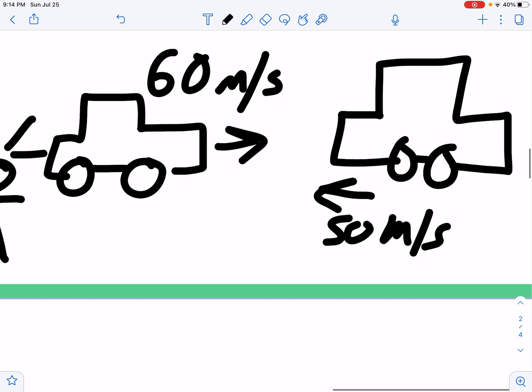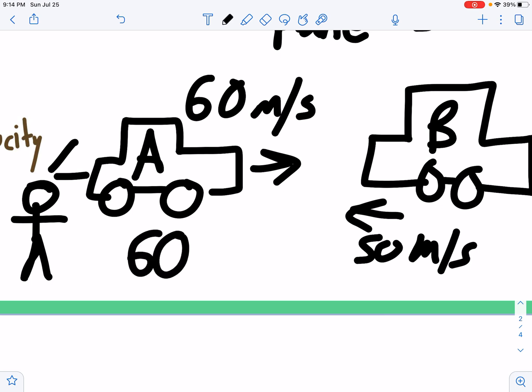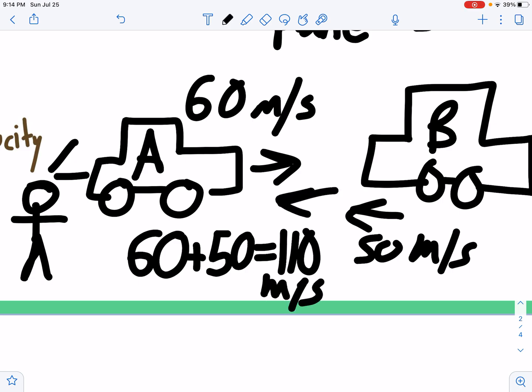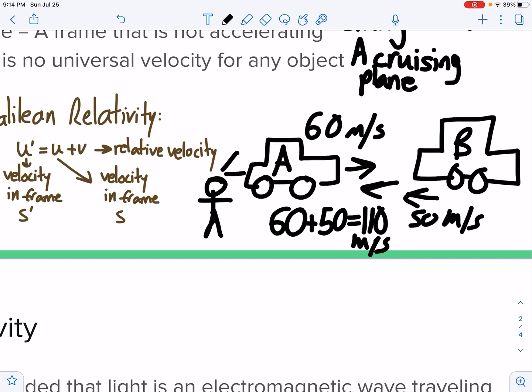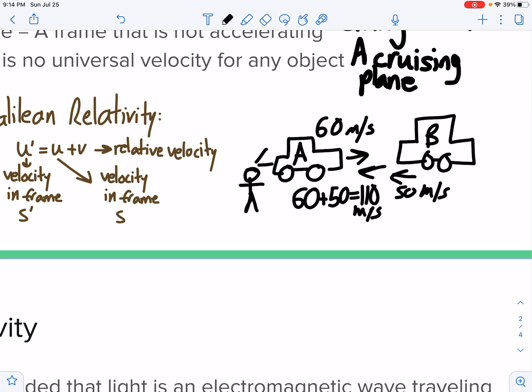But when you take it from car A's point of view, we see that the velocity of car B is not 50 meters per second in that direction. It's actually 60 plus 50 equals 110 meters per second in this direction. So basically what this means is that there is no universal velocity for each object. The velocity that you perceive is dependent on your frame of reference. For example, just because the stationary observer sees car A's velocity as 60 meters per second and car B's velocity as 50 meters per second doesn't mean that that is the universal velocity. In fact, there is no universal velocity, since from car A's frame of reference, given that it is inertial, car B is going at 110 meters per second, and from car B, it sees A going at 110 meters per second.